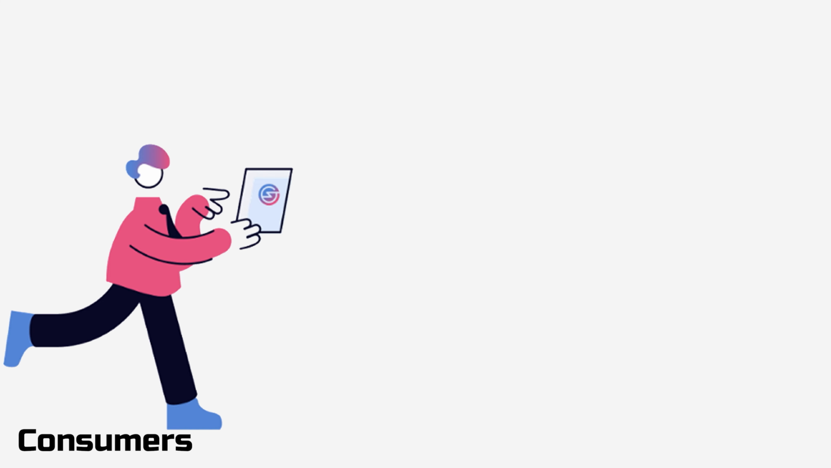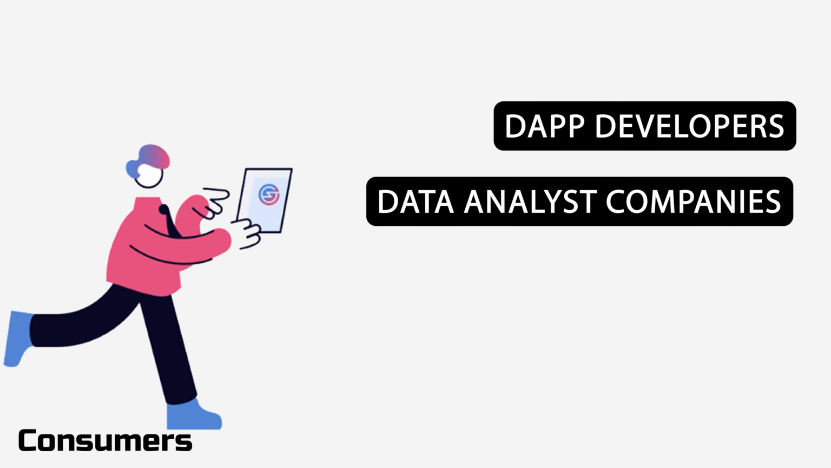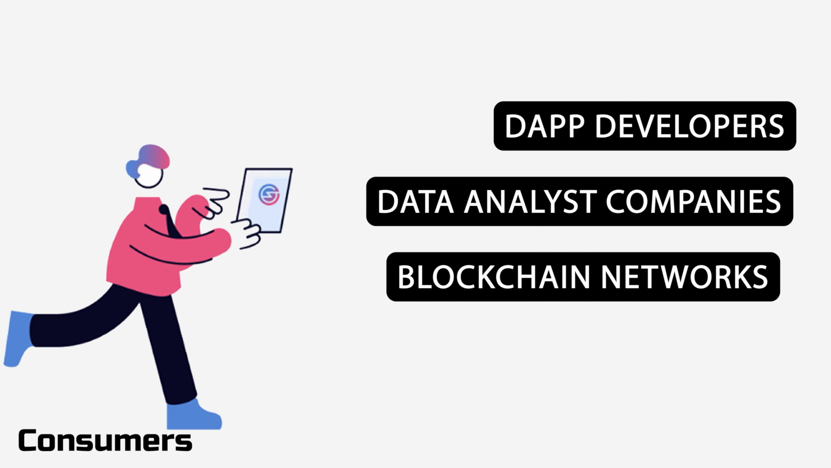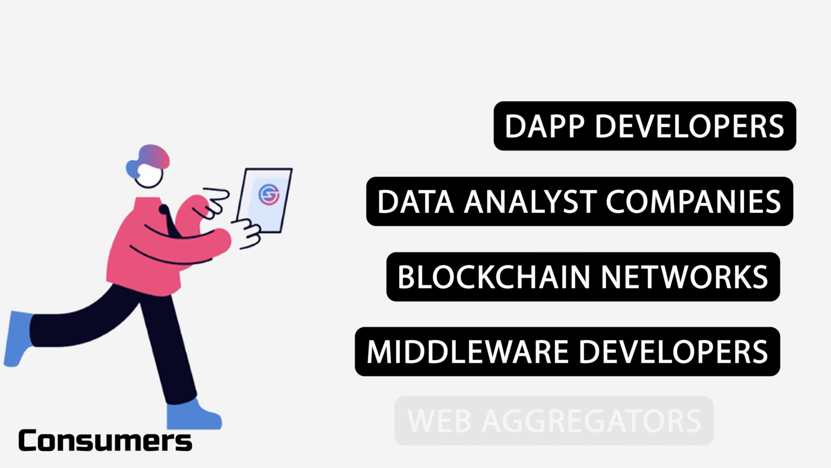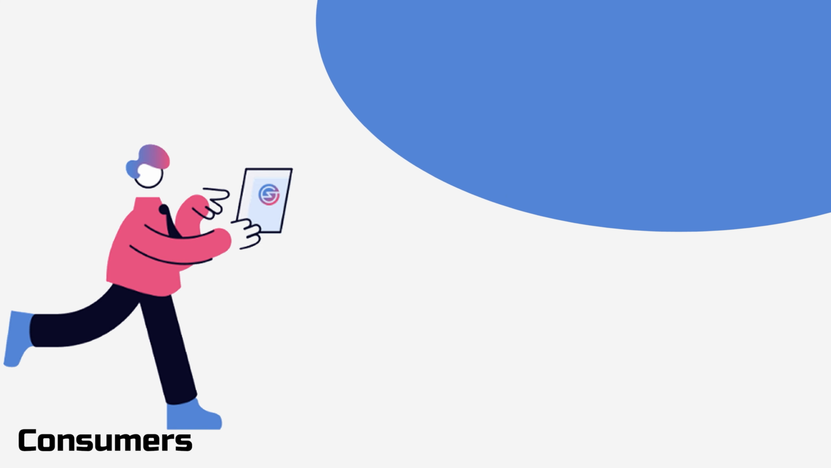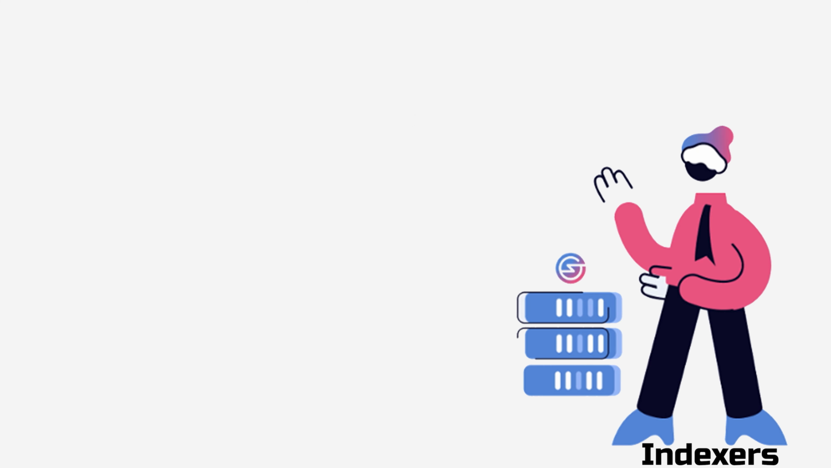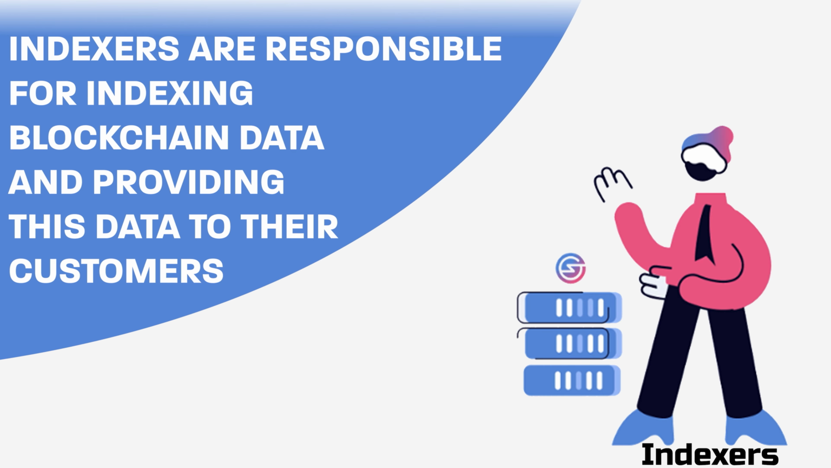Now these consumers can be dApp developers, data analysis companies, or the blockchain network itself, or maybe middleware developers, or web aggregating companies who will be servicing Web2 clients. So a consumer looks simple, right? But then if a consumer wants the service, who is going to provide the service? And that's where we have indexers. Indexers are responsible for indexing the blockchain data and providing this data to their customers. Now, as I mentioned before, it's all about data, right? So indexers actually provide data as a service.